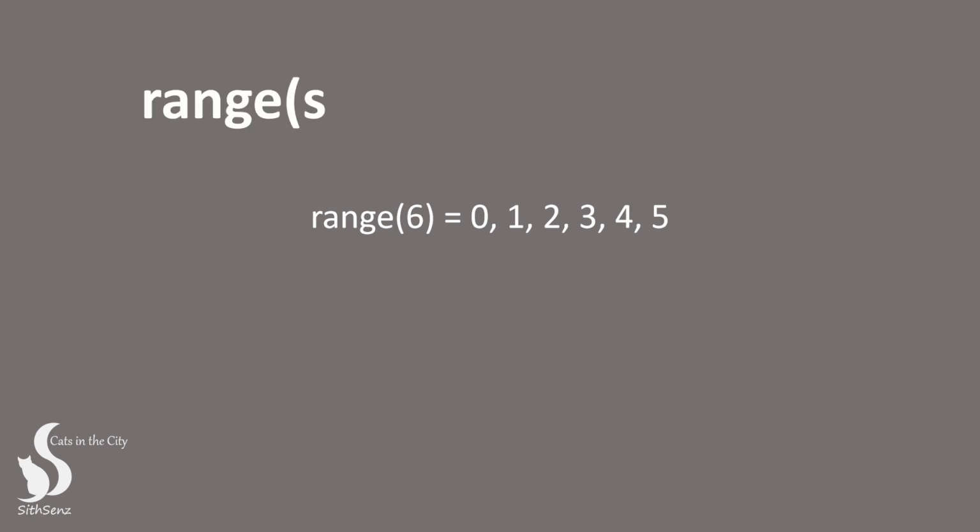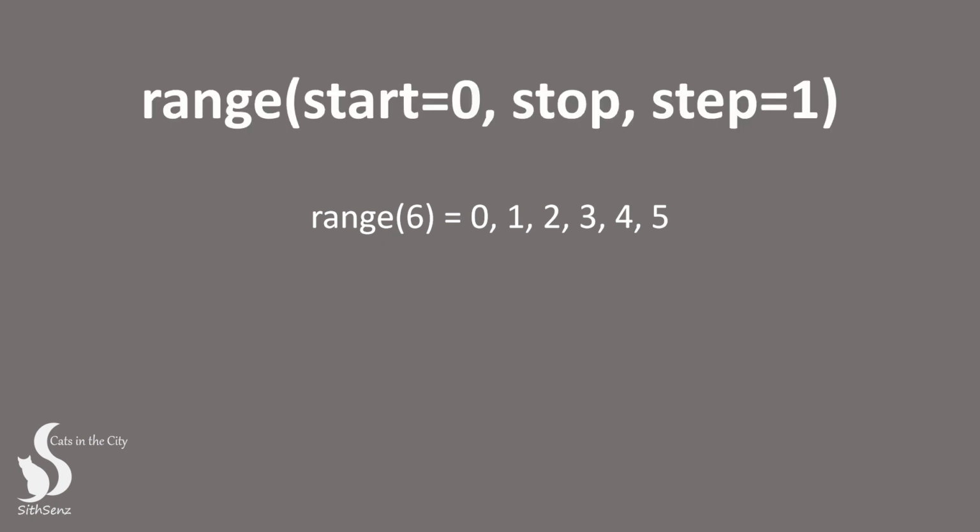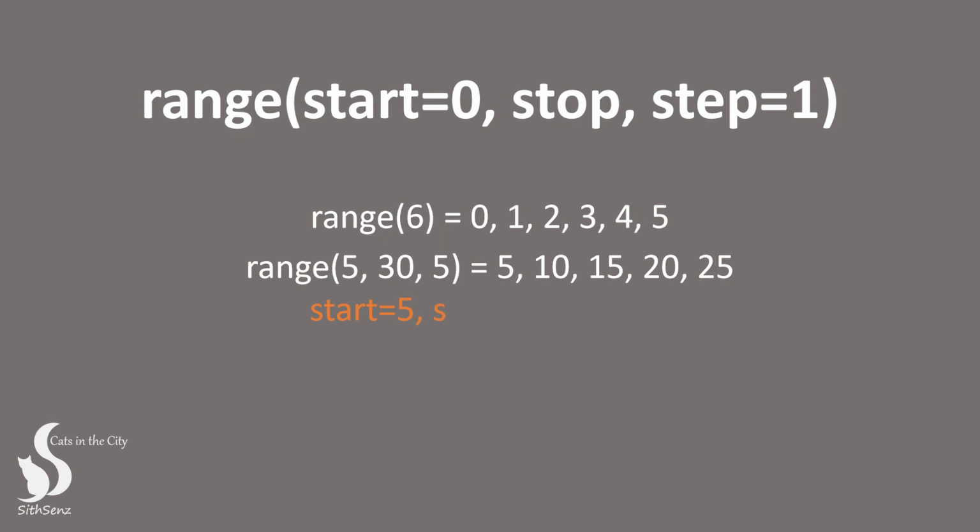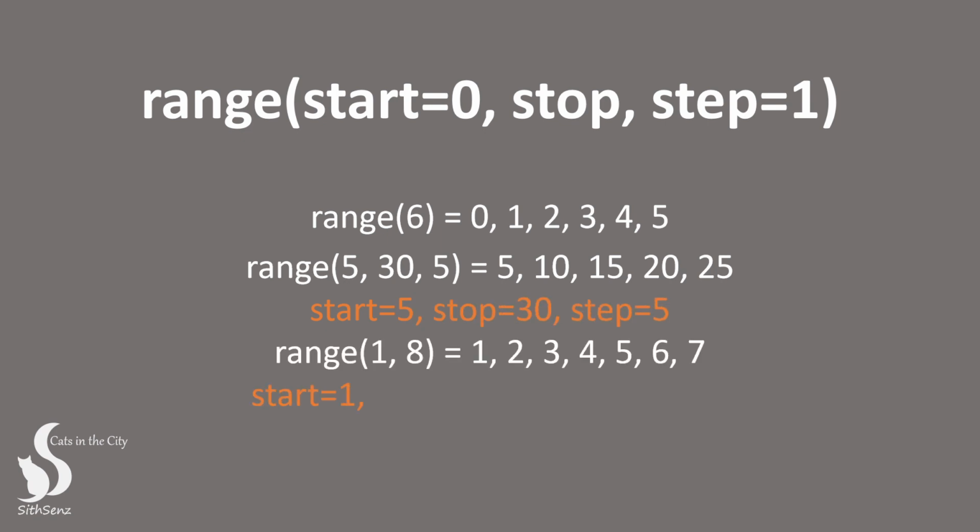The syntax for range is range(start, stop, step), where start is an optional parameter that specifies the starting value, default is 0, stop is a required parameter that specifies the stopping value, and step is an optional parameter that specifies the step size. Default is 1. Look at these 3 examples for range. Range(5, 30, 5) will generate a sequence that starts at 5, stops at 30 and increments by 5. It will return 5, 10, 15, 20, and 25.